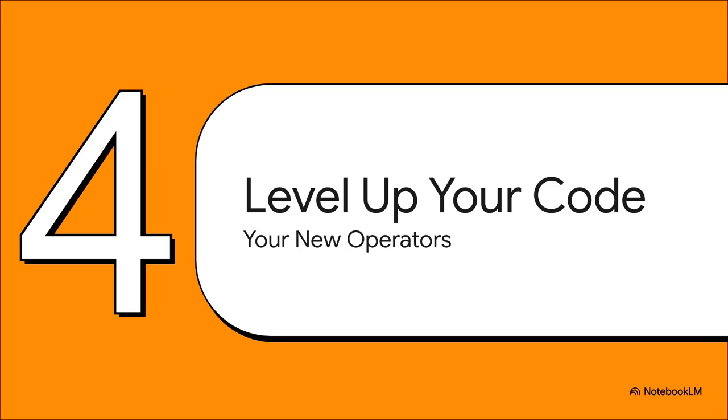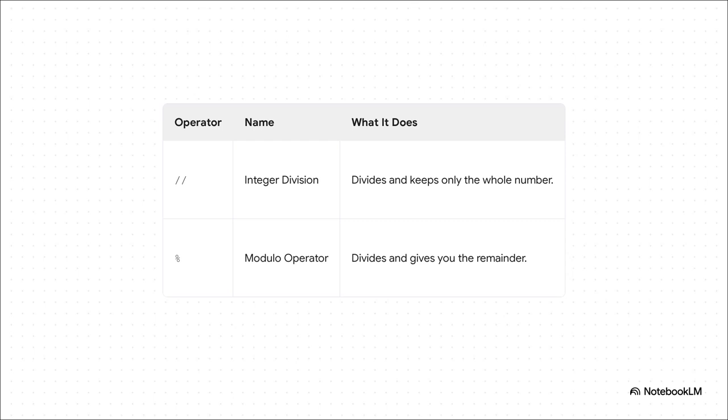So there you have it. 2 new operators that are basically power-ups for your Python skills. They let you solve some really specific problems in a way that's both super efficient and really clean. So let's do a super quick recap. The double slash, //, is your integer division. It gives you just the whole number from a division. And the percent sign, %, that's your modulo operator, and it gives you what's left over, the remainder.